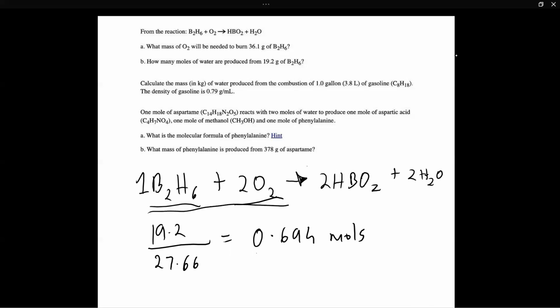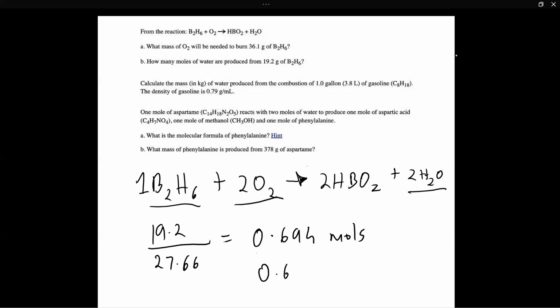And now if you look at our equation over here, if you look at the ratio, B2H6 and H2O, water, are in a ratio of 1 to 2. That means that for every 1 mole of B2H6, you will produce 2 moles of H2O, or water. And that essentially means, in order to find out the number of moles of water produced, just multiply the number of moles of B2H6 by 2.